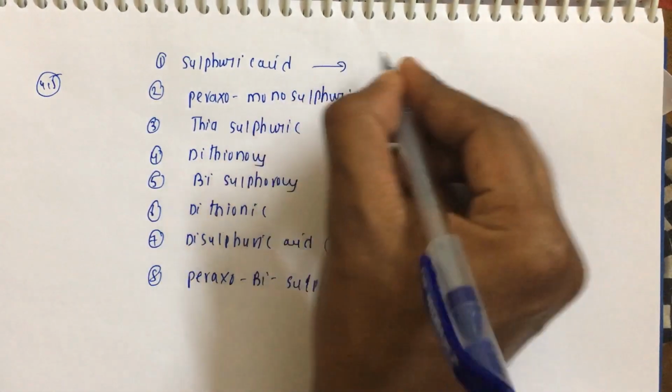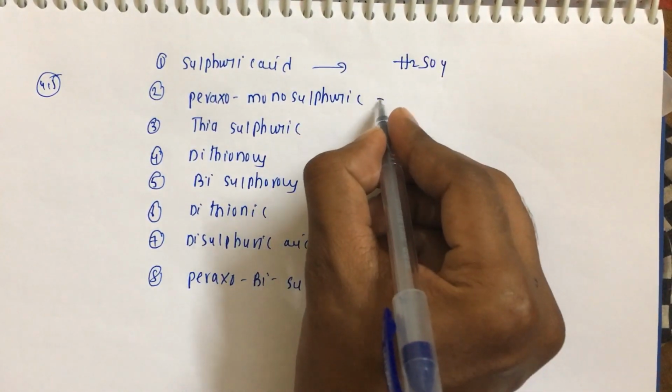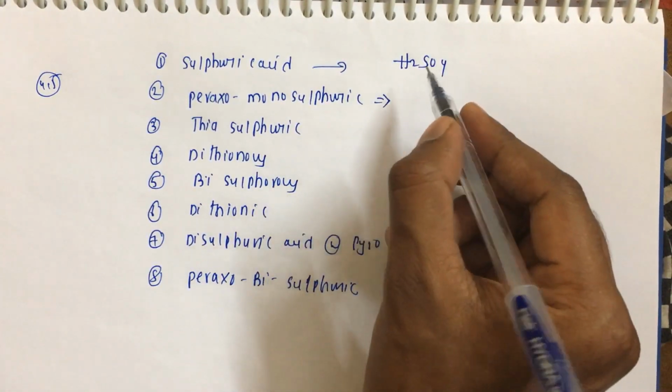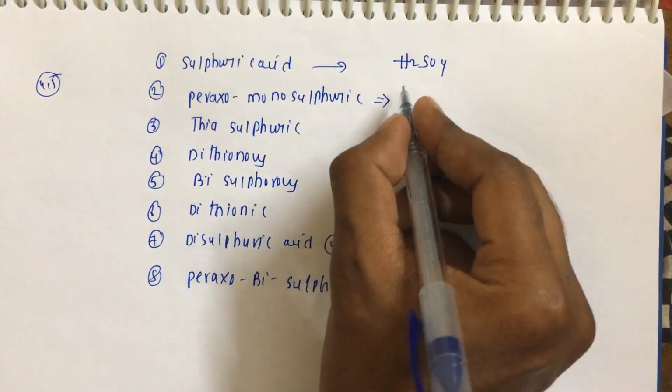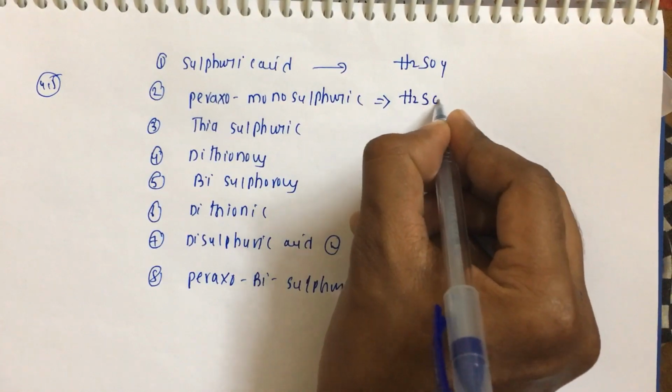So we know that H2SO4 is sulfuric acid, we know H2SO4. Okay, now for this we start from the H2SO4. Okay, now increase one oxygen, that will be H2SO5.